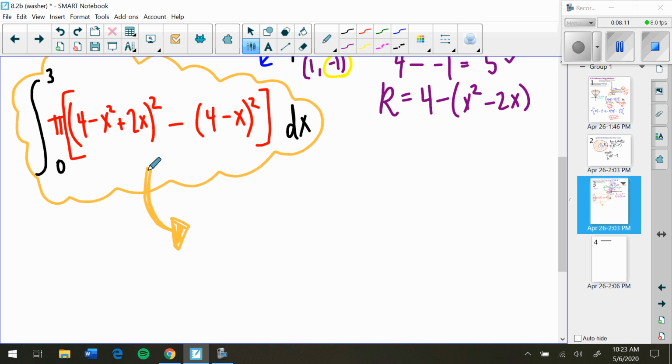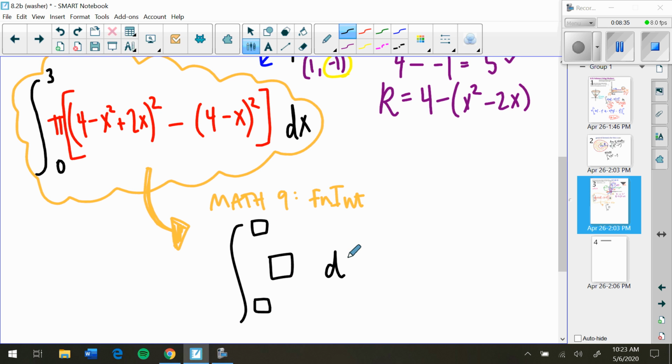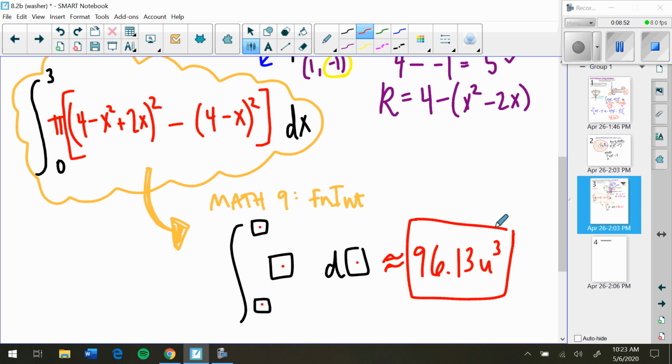If you're not, just a reminder, if you click the math button, math, and then you scroll either down to 9 or up to 9, it's function integral. So fn int, and this will give you something. It kind of looks like this. It's got a box, there's a box, and a box, and then d box. So you're going to type in all the pieces in these spots, and then you solve. And if you do this, hopefully you get about 96.13 units cubed. Remember cubed because we are finding volume.